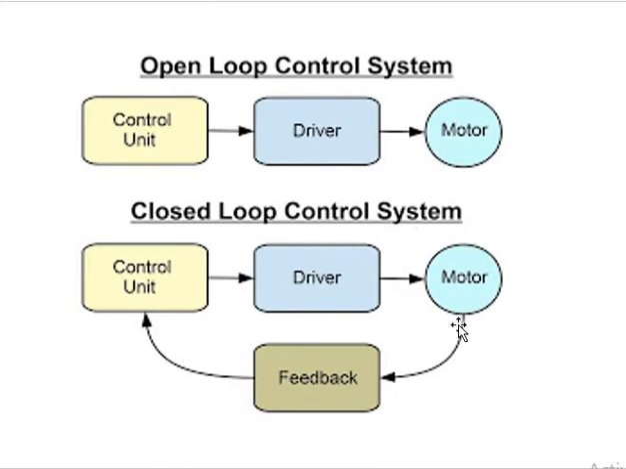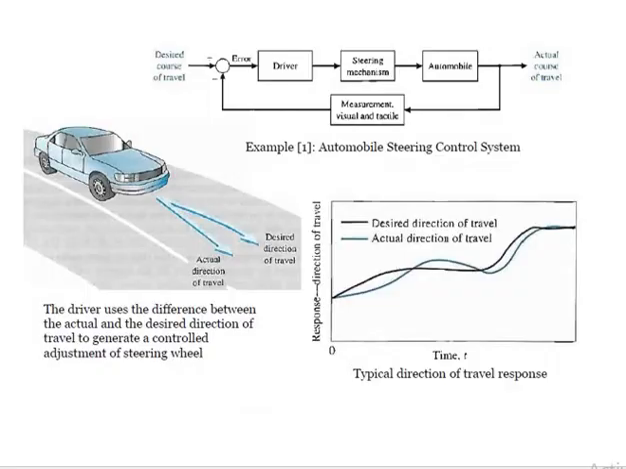So closed loop control systems means control unit, error signal will be there, driver will be there, one motor will be there. How that motor is going to work, and I am taking the feedback again and giving it to the control unit. Whereas in an open loop control system, there is no feedback element. So open loop control systems means without feedback. Closed loop control systems means with feedback elements. Now we will see another slide.